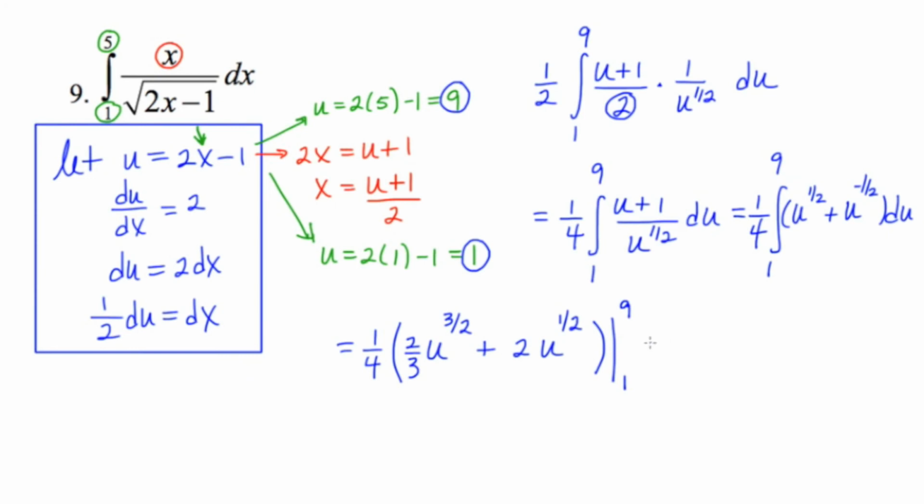I'll distribute the 1/4 through. This gives us 2/12 or 1/6. 1/6 u to the 3/2 plus 1/4 times 2u to the 1/2 will be 1/2 u to the 1/2. Because this is a multi-termed expression, I'll put parentheses around it. I'll put my bar. I'll first substitute in 9 for u, then 1 for u, and then find the difference.